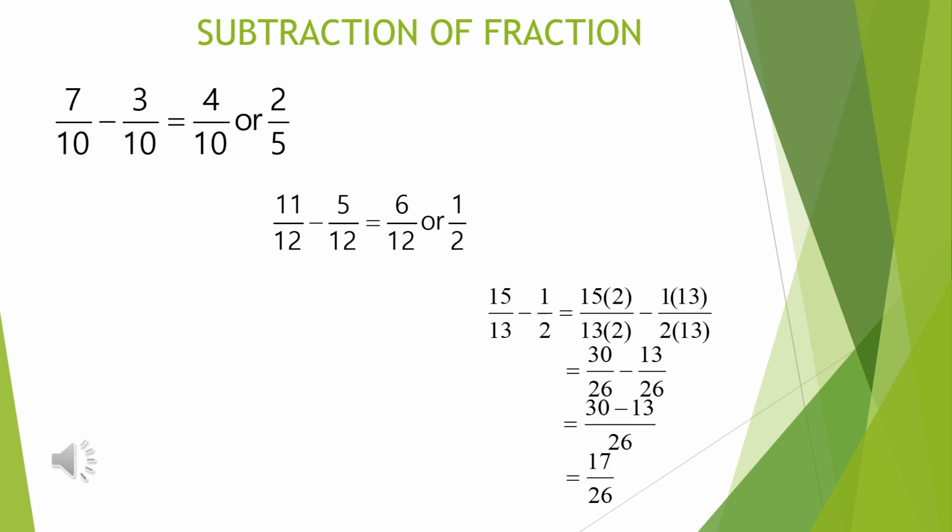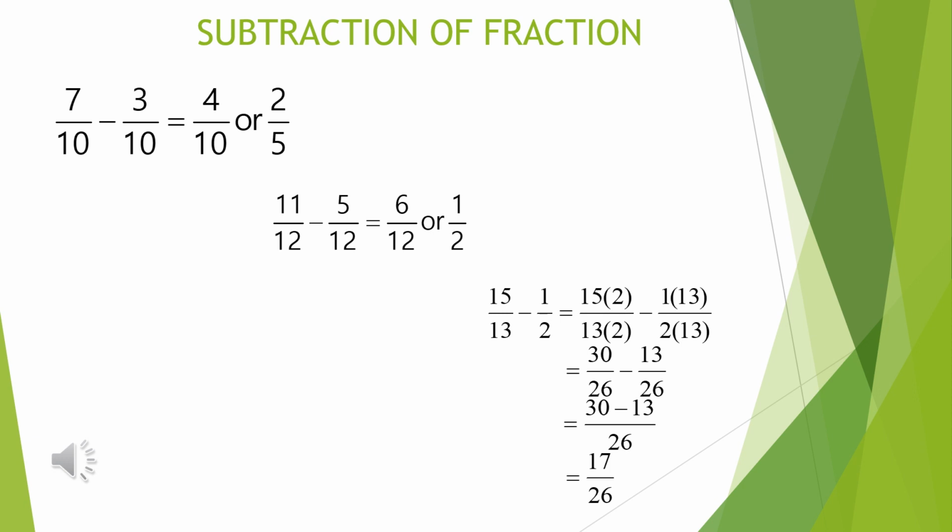Now we are already in subtraction of fractions. Since we have the same denominator, we just copy 10. Then 7 minus 3 is 4. The answer is 4/10, which can be reduced to lowest term as 2/5. In the second problem below, we have the same denominator. We just copy 12. 11 minus 5 is 6. The answer is 6/12, or in lowest term, 1/2.